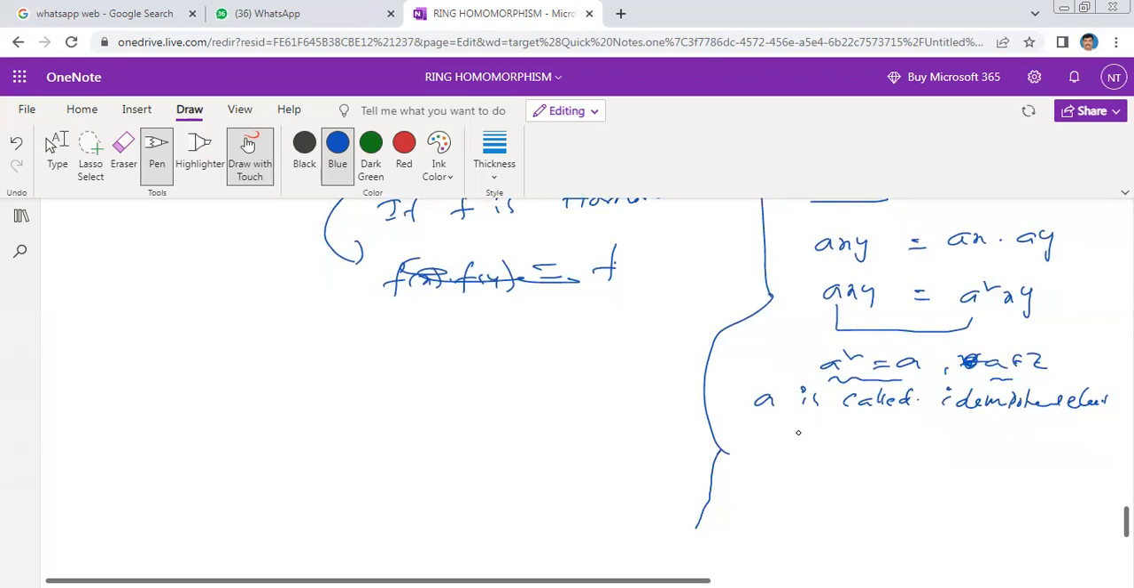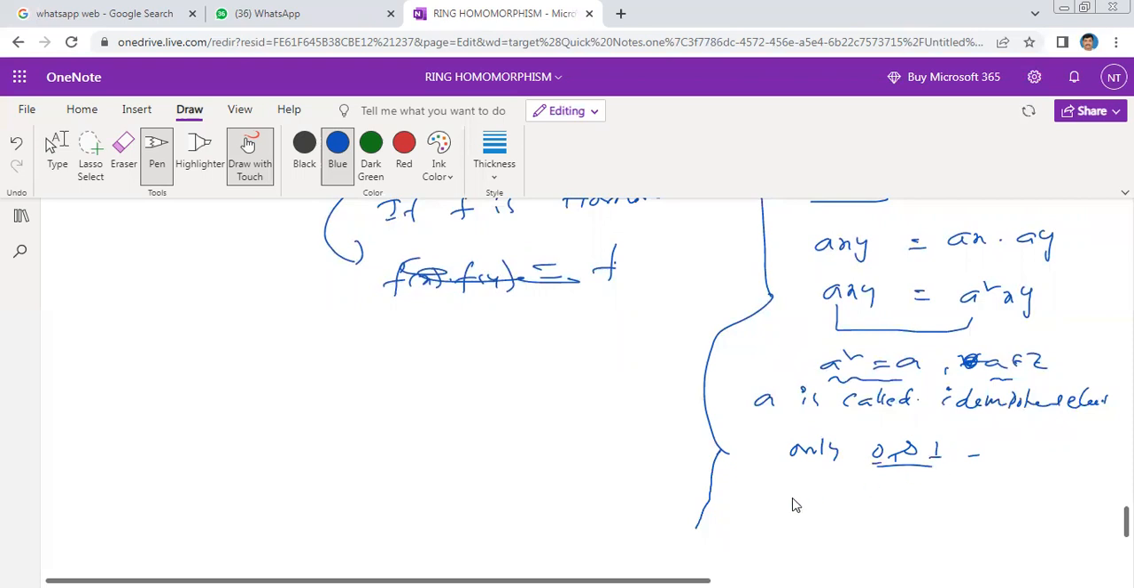Only two, sir. Only 0 and 1. Yes, 0 and 1 are satisfying this condition, so these two are the idempotent elements. So what are the idempotent elements? 0 and 1.